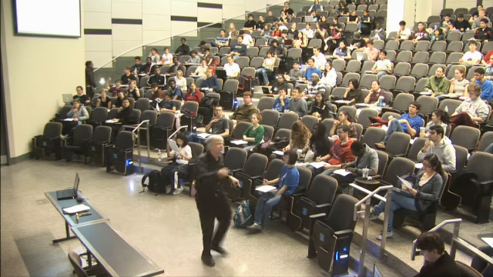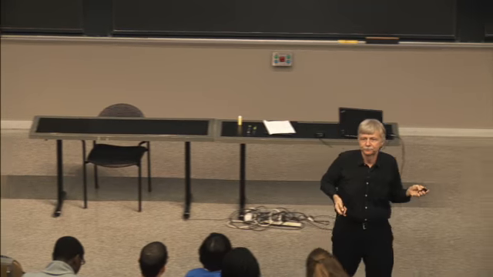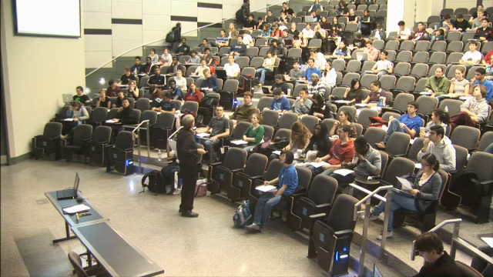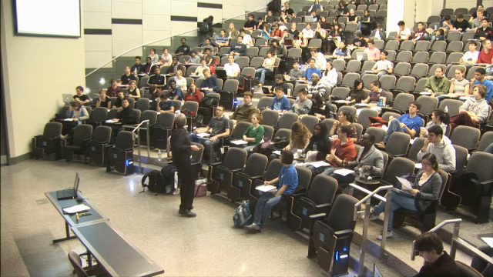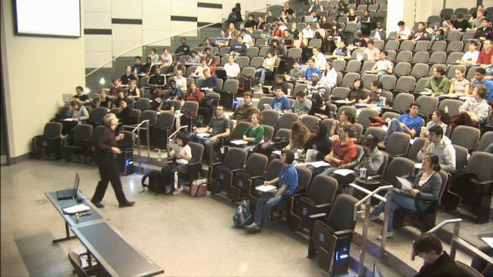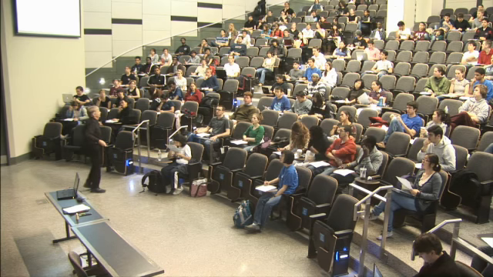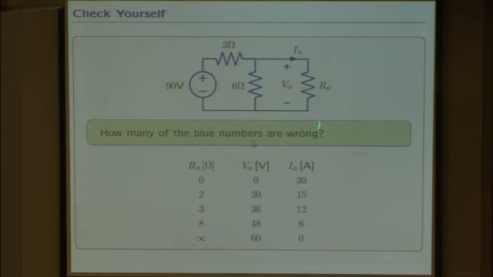If I wanted to prove that some of these numbers were wrong, what could I do? Give me a condition that would have to be true if the numbers were correct. V naught has to equal I naught R naught. You know that this resistor better obey Ohm's law. That's what we mean by that symbol. So it better be the case that V naught is I naught R naught.